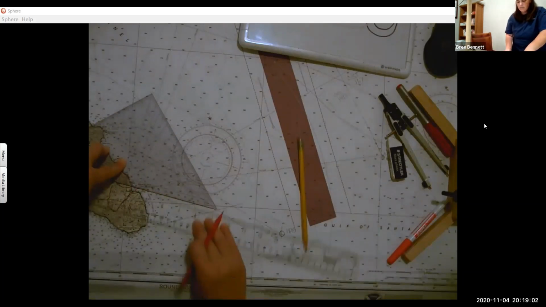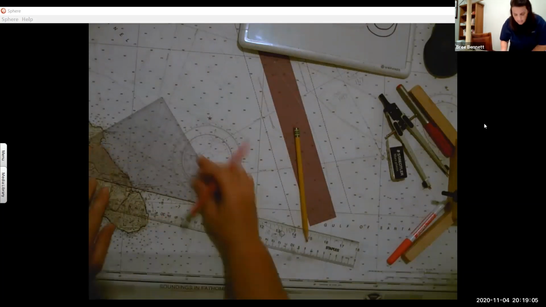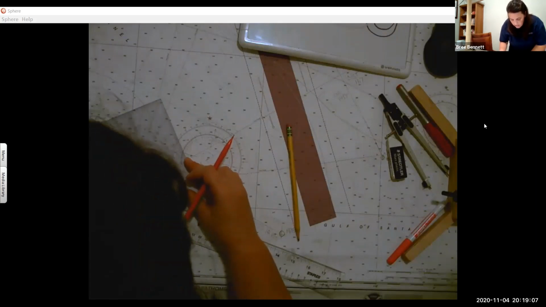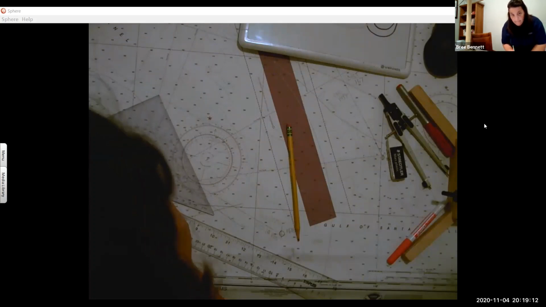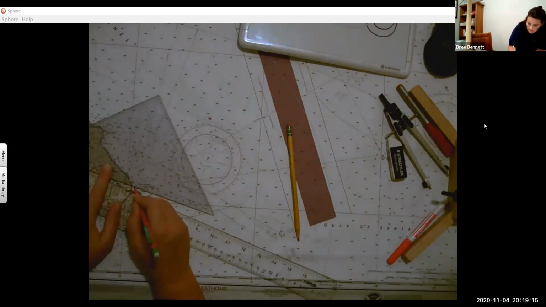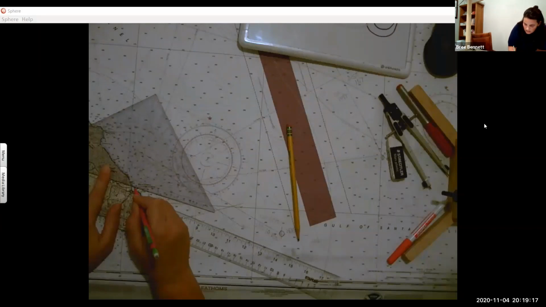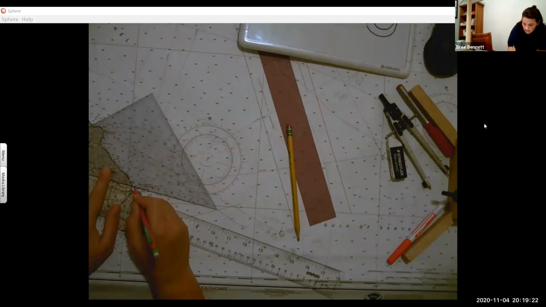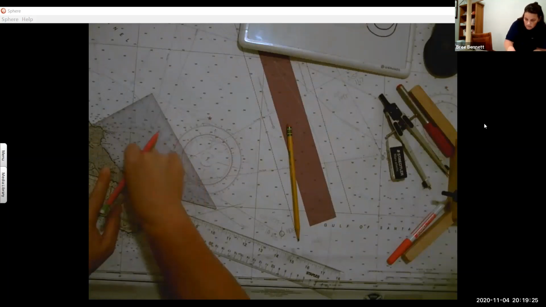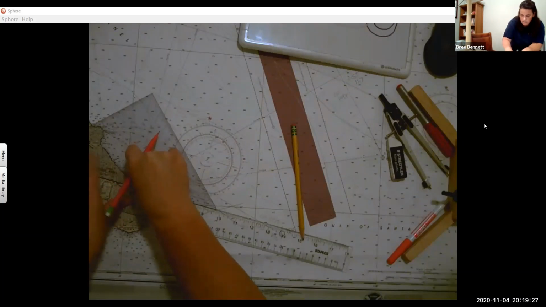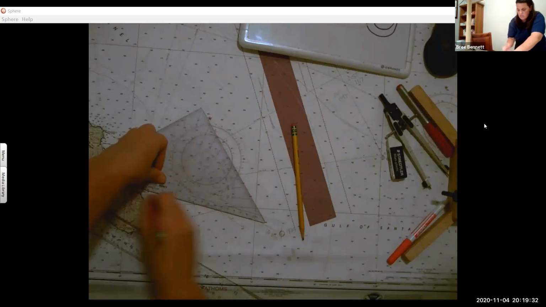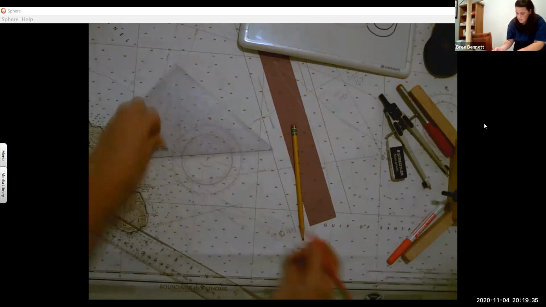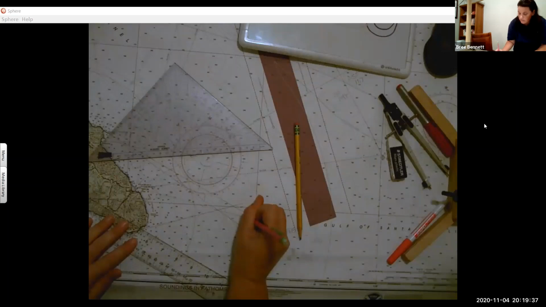Gonna extend it out. I jiggled. Let's try that again. Shoot, my head. There's 282. Extend it down to 282 degrees true.